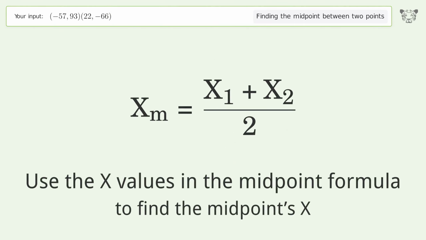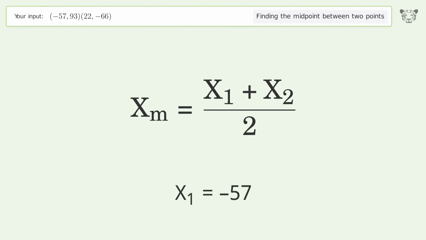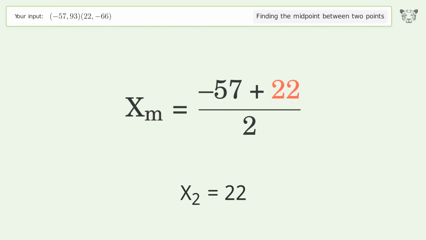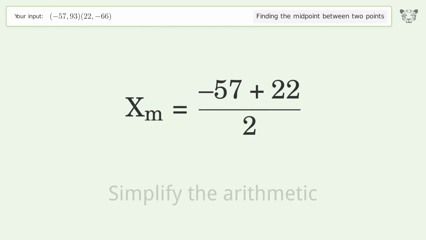Use the x values in the midpoint formula to find the midpoint's x. x1 equals negative 57. x2 equals 22. Simplify the arithmetic.